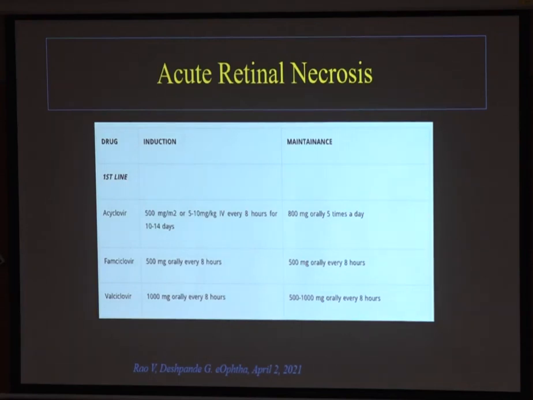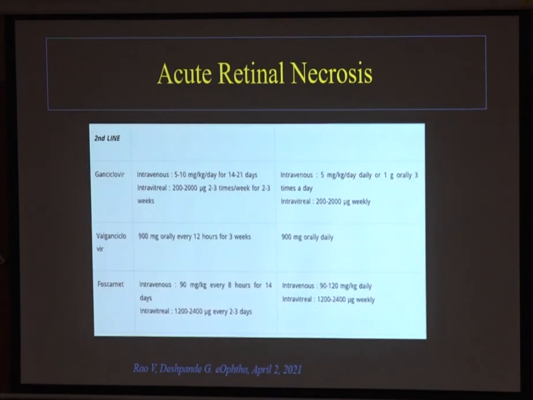So, in acute retinal necrosis, we note there is an induction therapy, and the maintenance therapy is again given to prevent any relapse. So, acyclovir, when we give it IV, 10 to 15 milligrams per kg in 3 divided doses for 2 weeks, followed by 800 milligrams oral 5 times a day.